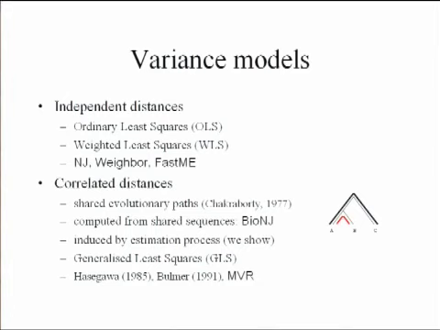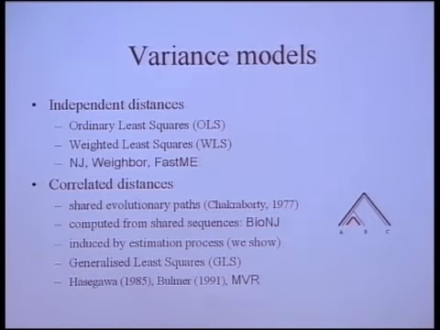On the other hand, there's a number of reasons to realize that distances that you might have in your hand should be correlated. And the reasons why they might be correlated are several. One might be that they actually share evolutionary paths. So for example, between taxa A and B you have one distance, between taxa A and C you have another distance. And they should be correlated because they share this little path here, and so variations in that path length will affect both distances. So they surely should be correlated for this reason.